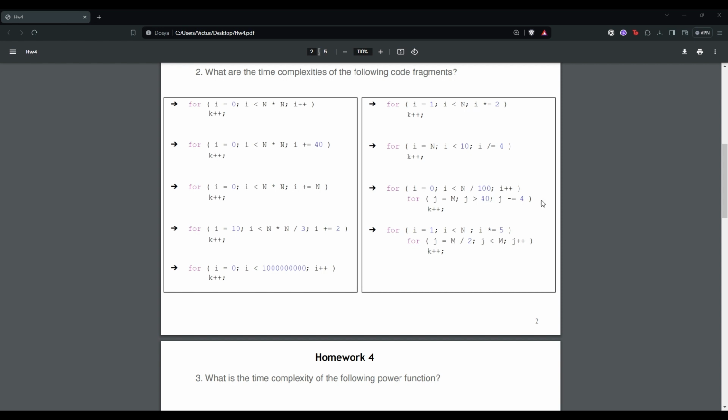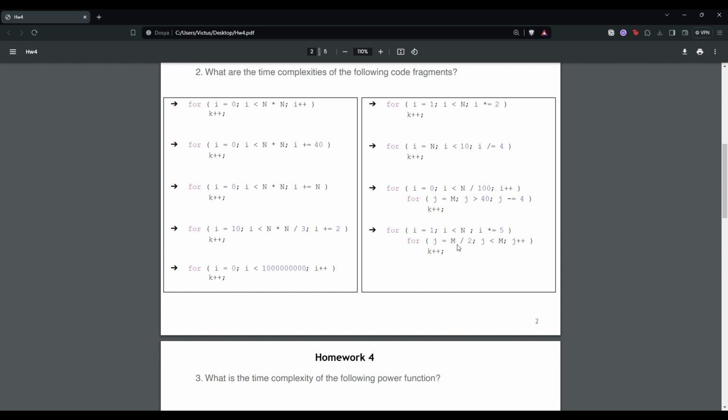In this one, things get a little bit complicated here. This nested loop runs n divided by 100 times m divided by 4 times. As we can see here, n divided by 100 times m divided by 4 times. Therefore, the time complexity is O(n·m).